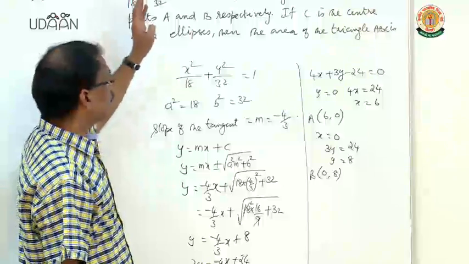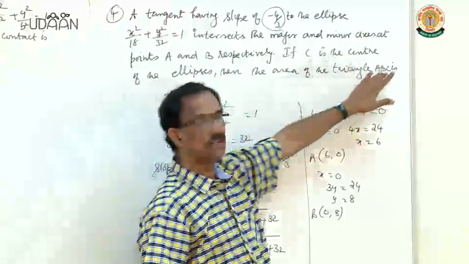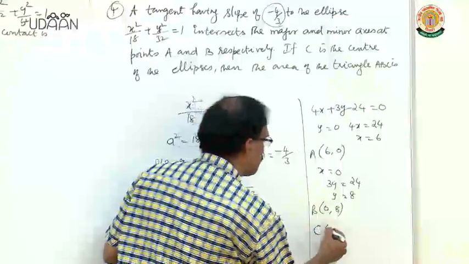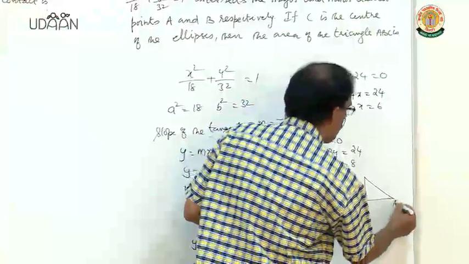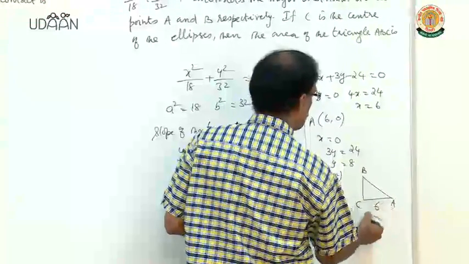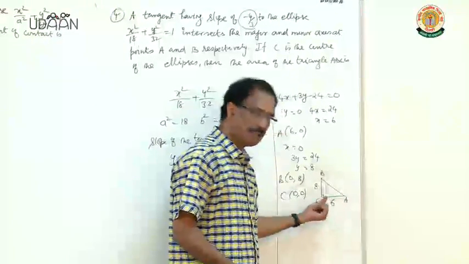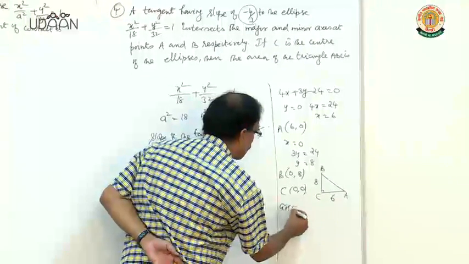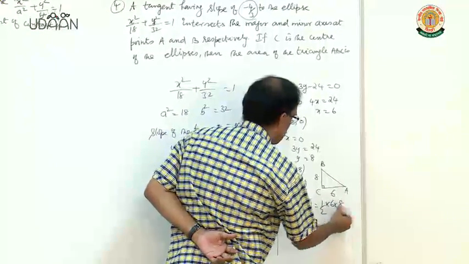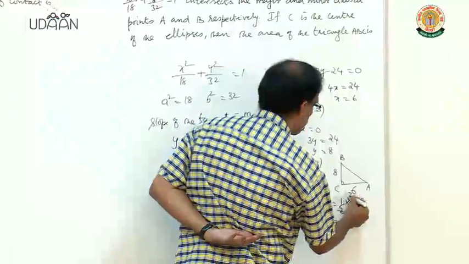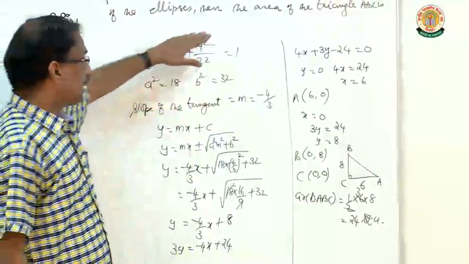And what they are saying, if C is the center of the ellipse, then what is the area of the triangle ABC? So, what is the center here? C is the origin. So, now we have C, A, B like this. This side is 6 units and this side is 8 units. Now, you have a triangle and that is a right angled triangle. So, the area of triangle ABC is half, base is 6 into the height 8. So, you get 24 square units.